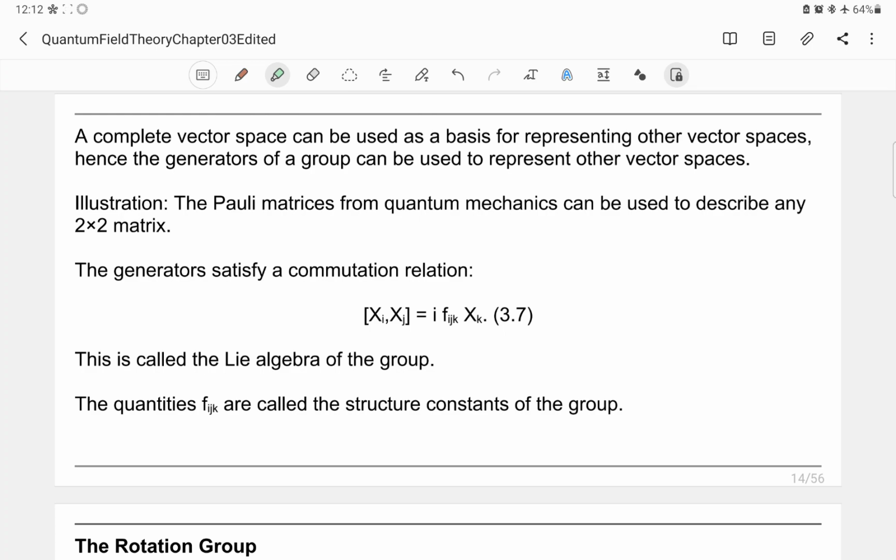The generators satisfy a commutation relation, which is this one. Here you have the structure constants of the group, which is represented by f of ijk. And by the way, 3.7, this commutation relation, is called the Lie algebra of the group.